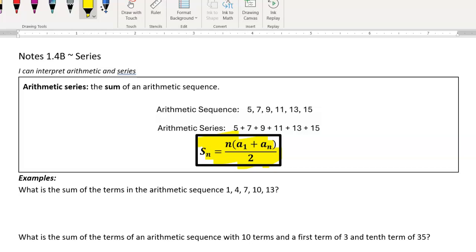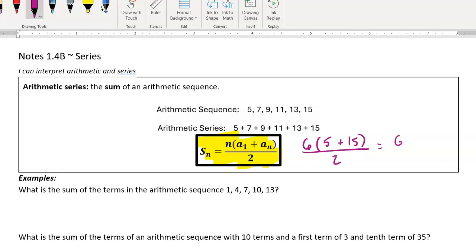So this formula, you might recognize some of the letters that we see here from when we talked about sequences. So n refers to the number of terms in the sequence. So in this scenario, we have a total of 1, 2, 3, 4, 5, 6. So there's 6 terms in that sequence, or 6 terms in the series that we're trying to find the sum of. And a sub 1 and a sub n refer to the values of the first and last term. So the first term is 5, the last term is 15, and it's always going to be divided by 2. That's never going to change.